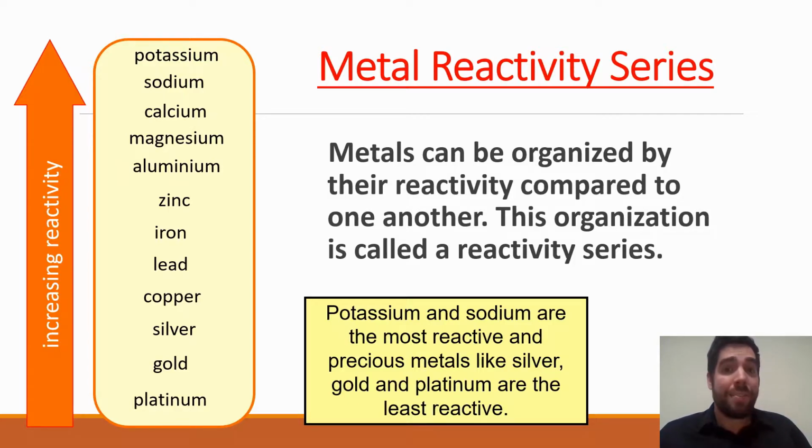You'll be generally given a copy of this chart, so you don't need to memorize it completely. However, it's probably a very good idea to have a general knowledge about the types of metals that are very reactive at the very top, such as potassium and sodium, and the least reactive towards the bottom, which are some precious metals like silver, gold, and platinum.